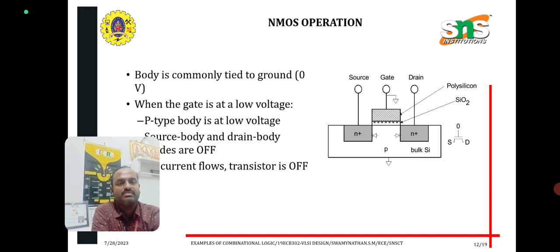So the body is commonly tied to the ground. When the gate voltage is low, the P-type body is at low voltage, so source to body or drain to body, the diodes are off. So basically the transistor is in the off condition. So this is the NMOS operation.